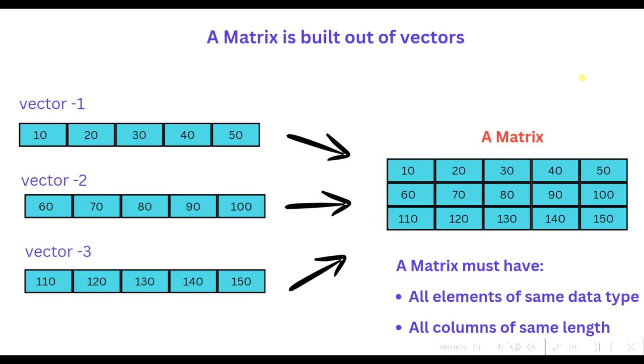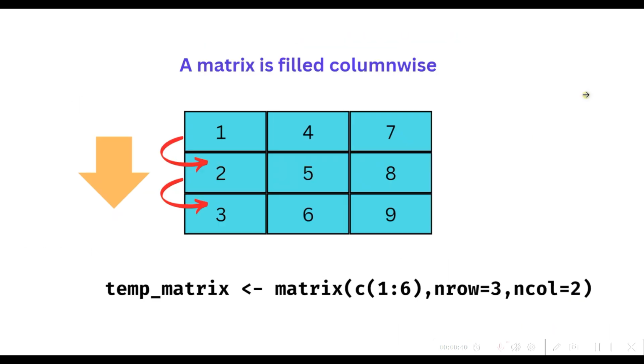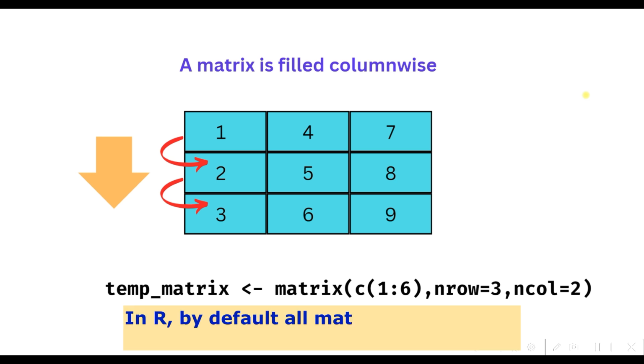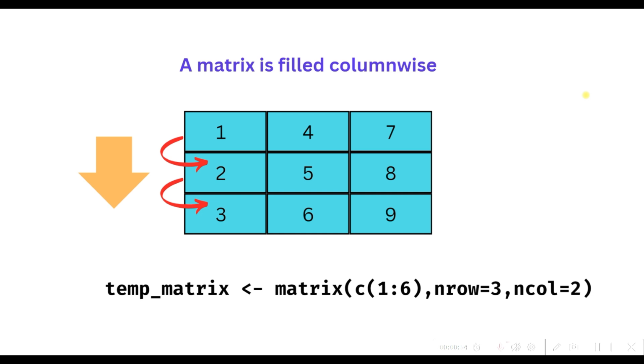All elements of a matrix are of the same data type, and all columns of a matrix must be of the same length. In R, by default, all matrices are constructed column-wise. So elements are filled starting in the upper left corner and running down the columns. So let's go to RStudio and create the matrix.